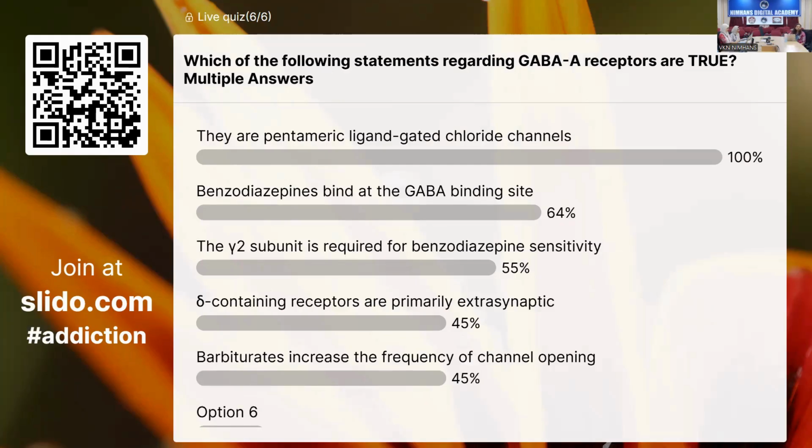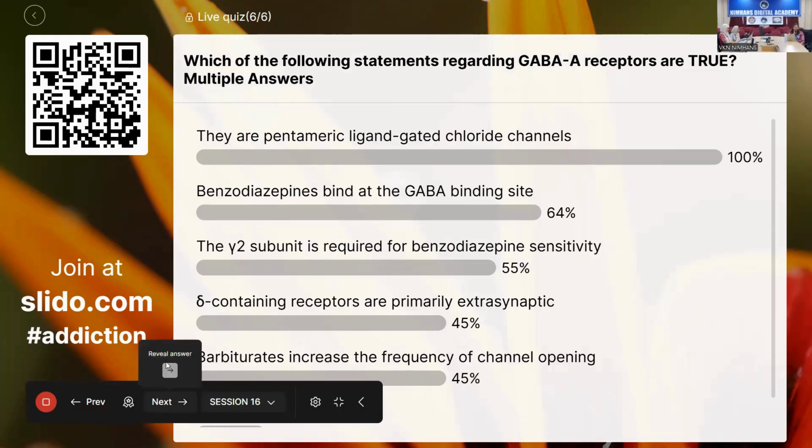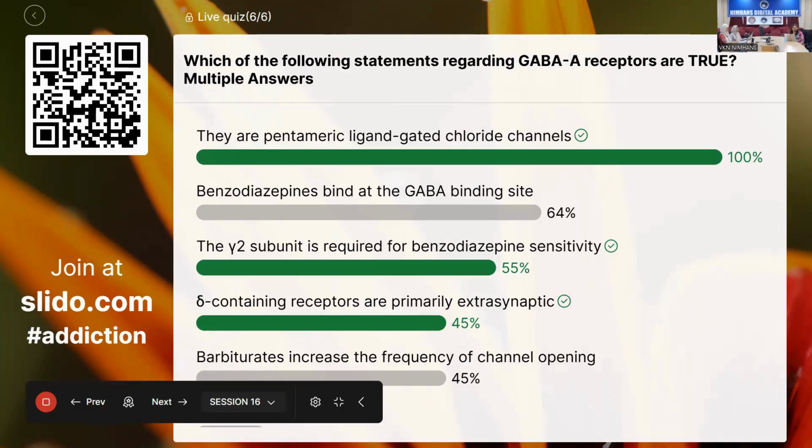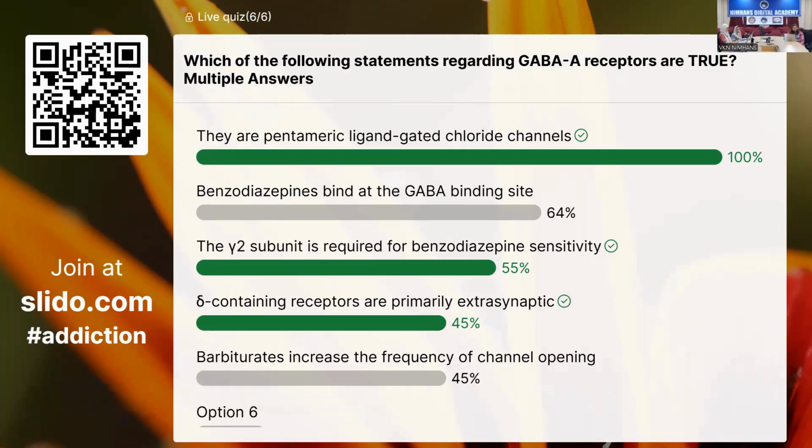Okay, so the house is split here. Can we see the correct answer here? Basically, GABA A receptors are ionotropic, pentameric, ligand-gated receptors, and usually the subunits are alpha, beta, gamma. There are delta, epsilon, and rho as well. The benzodiazepines don't bind at the GABA binding site, they bind at the interface. That is why they are called allosteric modulators. And it's rightly said the gamma 2 subunit is mostly responsible for the benzodiazepine sensitivity. And there is also a component of delta receptors.